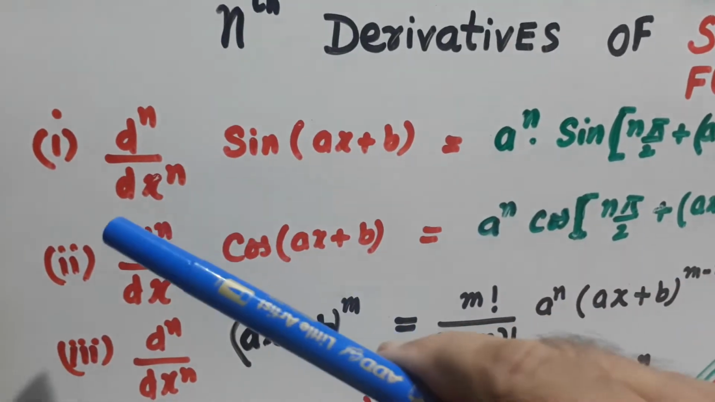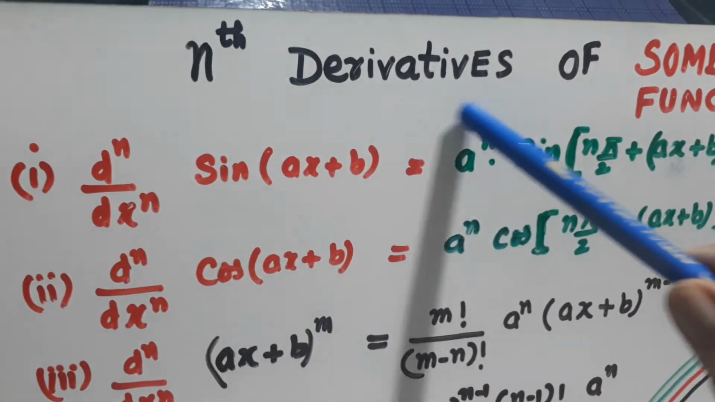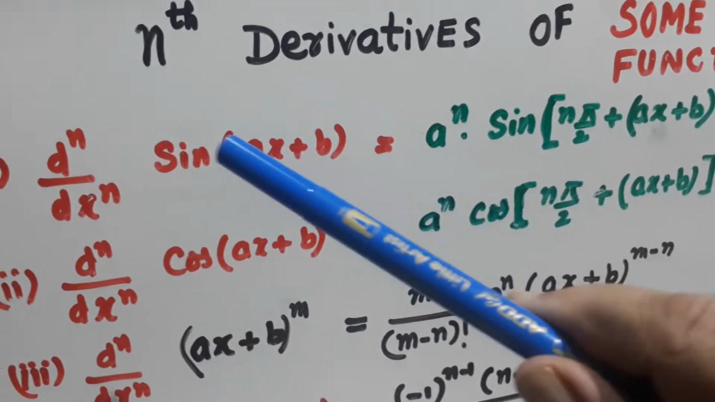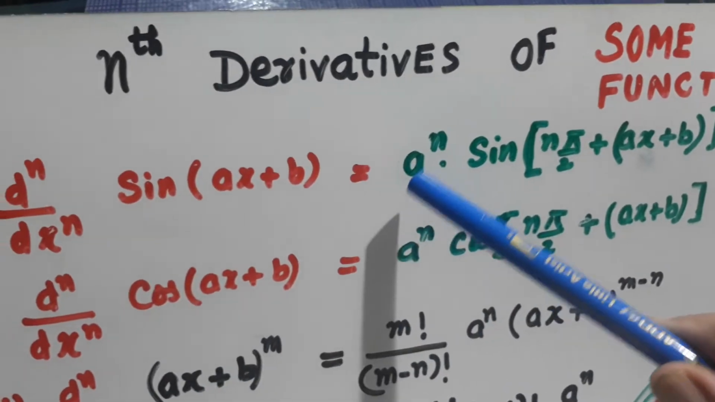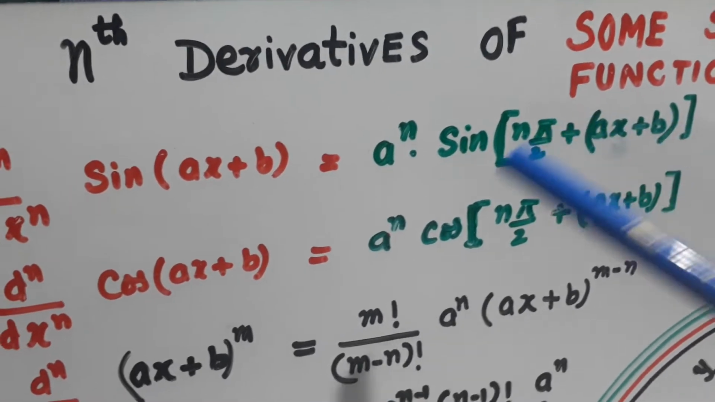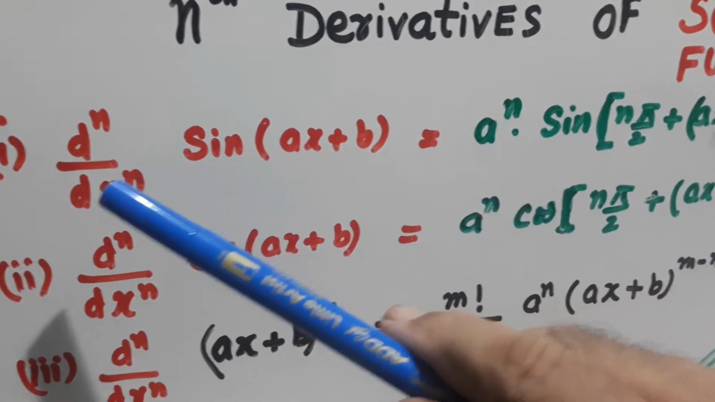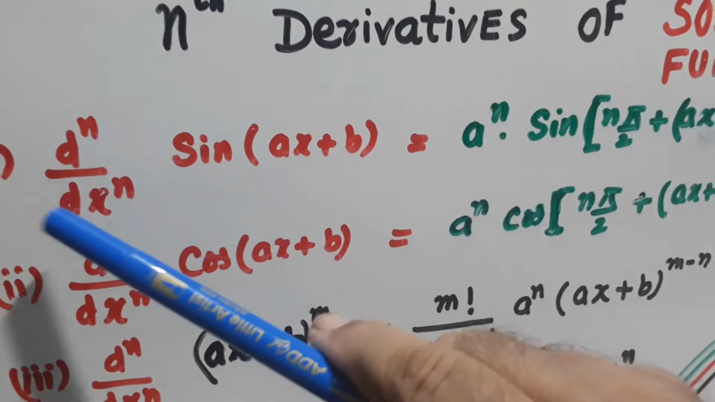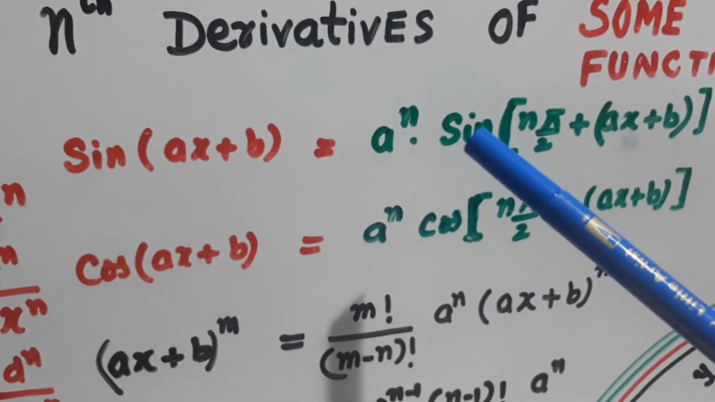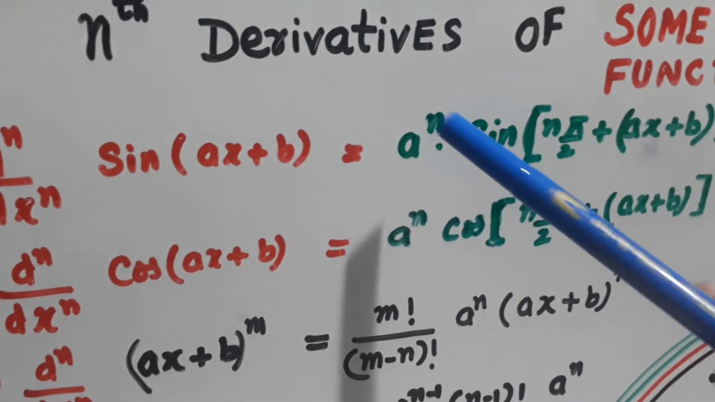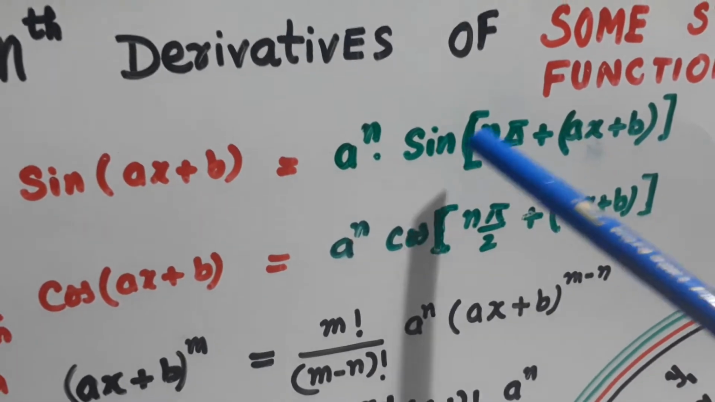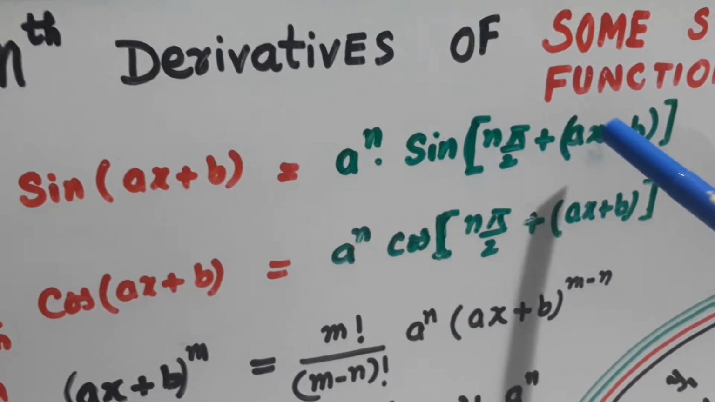dn over dxn is called nth derivative of sine ax plus b. Sine is a standard function. Now it is equal to a raised to power n sine (n pi by 2 plus ax plus b). Supposing we take n equal to 1, it will become d1 over dx1, that is d/dx of sine ax plus b, will be a raised to power 1, a into sine (pi by 2 plus ax plus b). Sine (pi by 2 plus this) is cos, it will become cos (ax plus b).